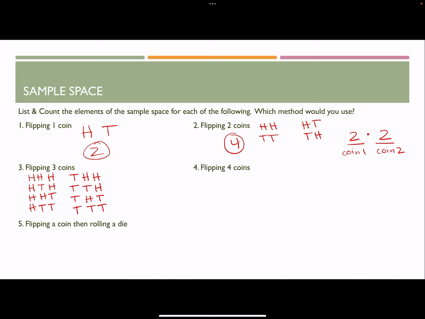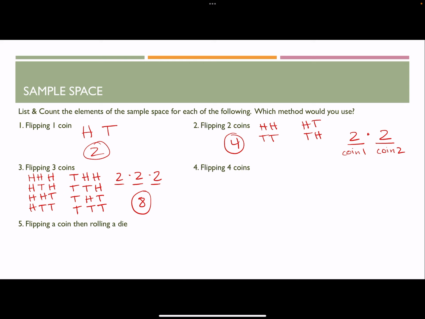Again, using the multiplication principle, I'm flipping 3 coins. Each of those blanks represents the 3 coins that I'm flipping. How many outcomes are there on each? On the first coin, I could get either a heads or tails. On the second, I could get a heads or tails. And on the third, I could get a heads or tails. So the multiplication principle tells me that I can just multiply 2 times 2 times 2. And that tells me that there's 8 possible outcomes.